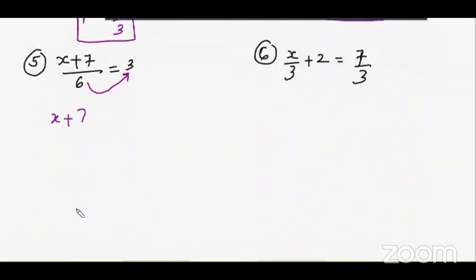Now what? Yes, you shift the 7, and you are going to subtract by 7. So x is 11.